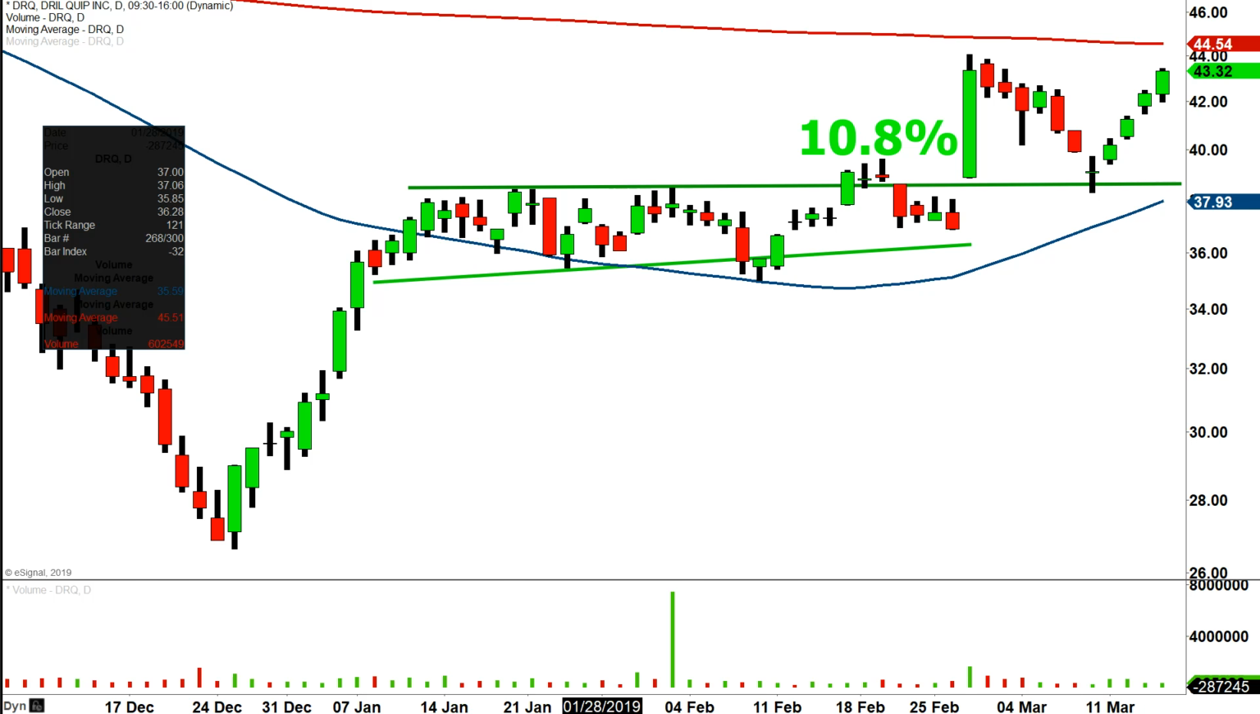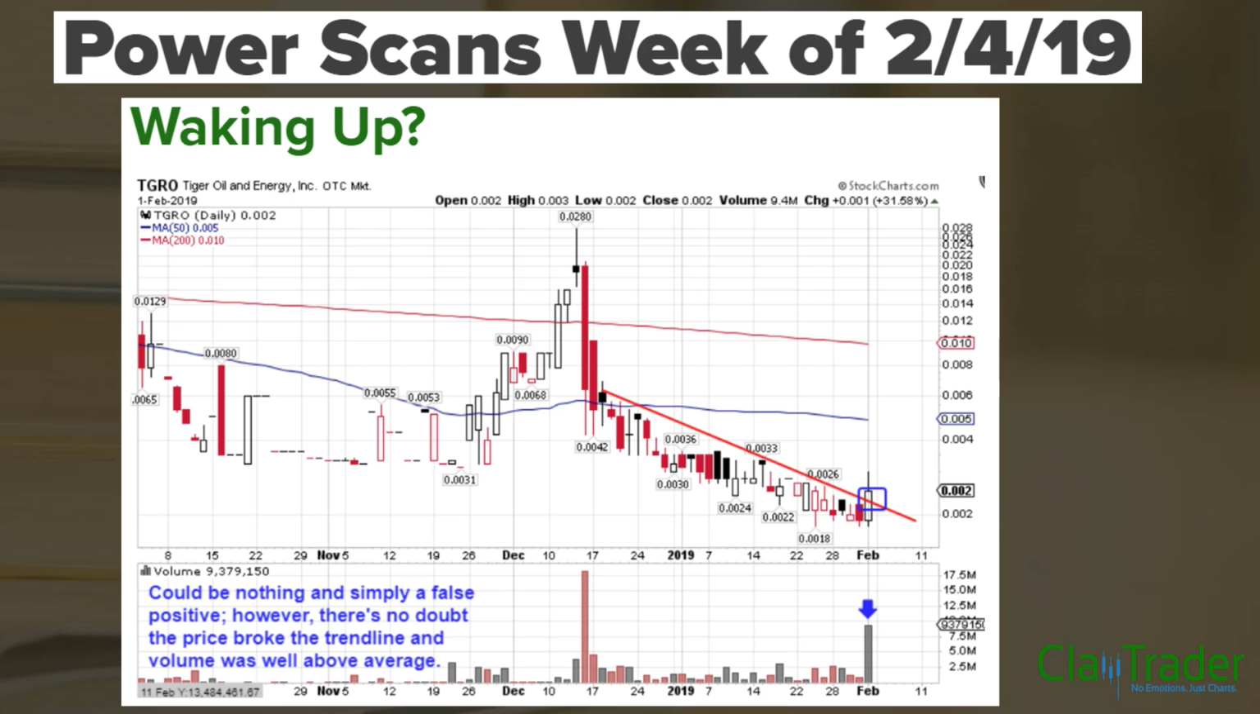And then for our final one, is this thing waking up? That's kind of the category I created for it. Ticker TGRO. Now you look at the price. We've gone from a $60 stock to a $30 stock to now something below a penny, 0.002. And same premise, the volume all of a sudden kicked in.